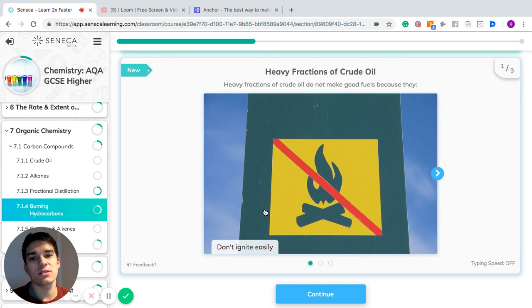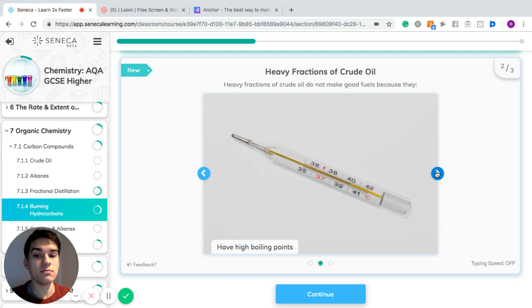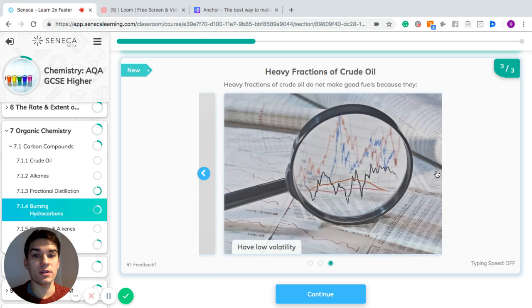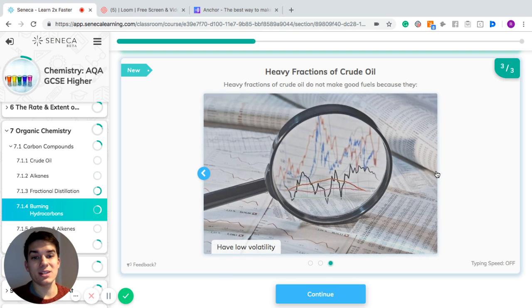Now, heavy fractions of crude oil do not make good fuels because basically they don't ignite very easily. They have high boiling points and they have low volatility. Now, what we mean by heavy fractions of crude oil is when crude oil is separated in the process of fractional distillation. The heavy fractions will be the ones with the really long carbon chains, the ones with the most carbon atoms in it.